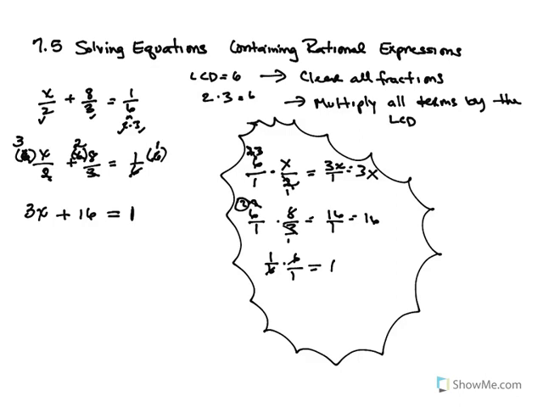So once you multiply all your terms by the LCD, you would then be able to solve what's left. And then you're going to check. Okay? So I have 3x plus 16 equals 1.